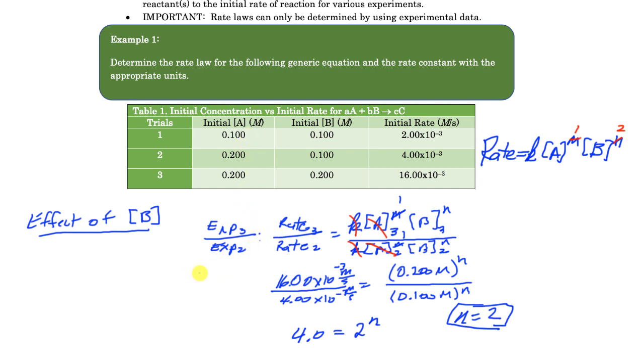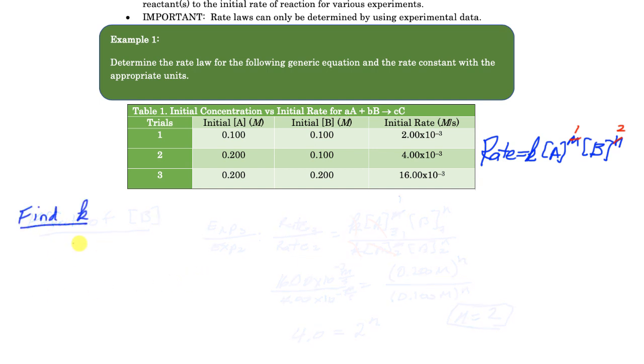All right, so let's take a look at how I calculate K. Okay, now I'm ready to solve for K. To solve for K, I'm going to use the rate law that I determined already. I know that it's first order with respect to A and second order with respect to B.